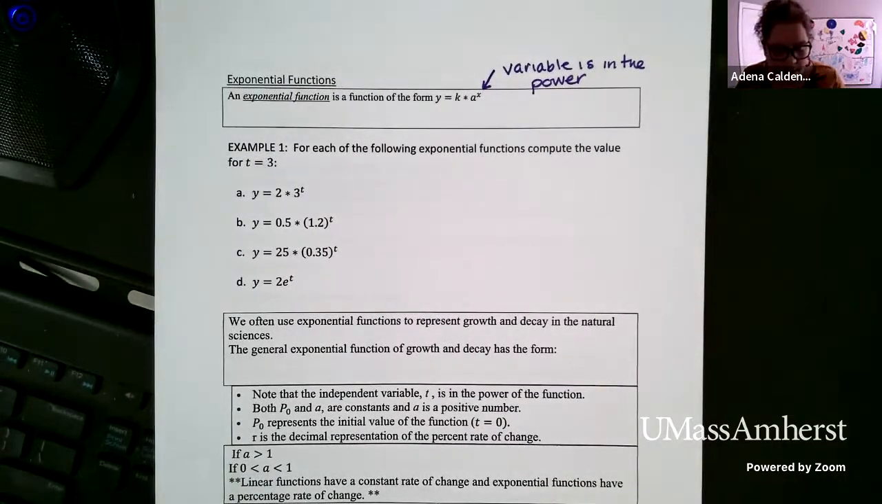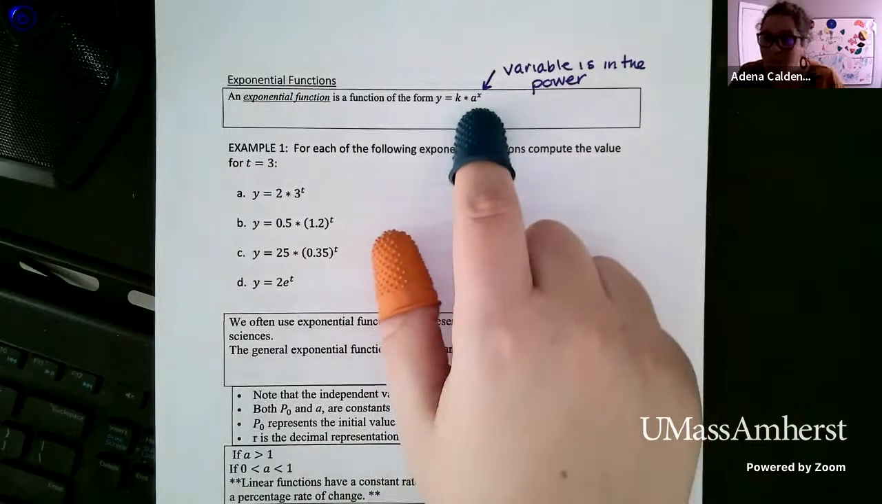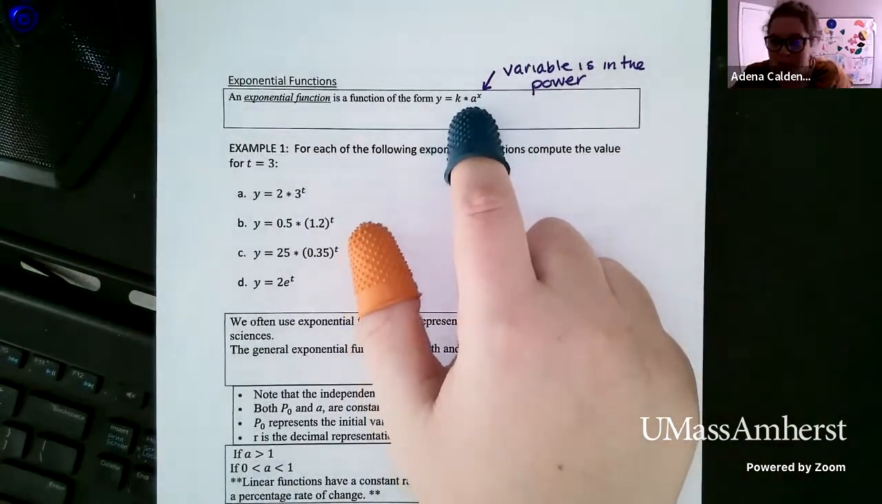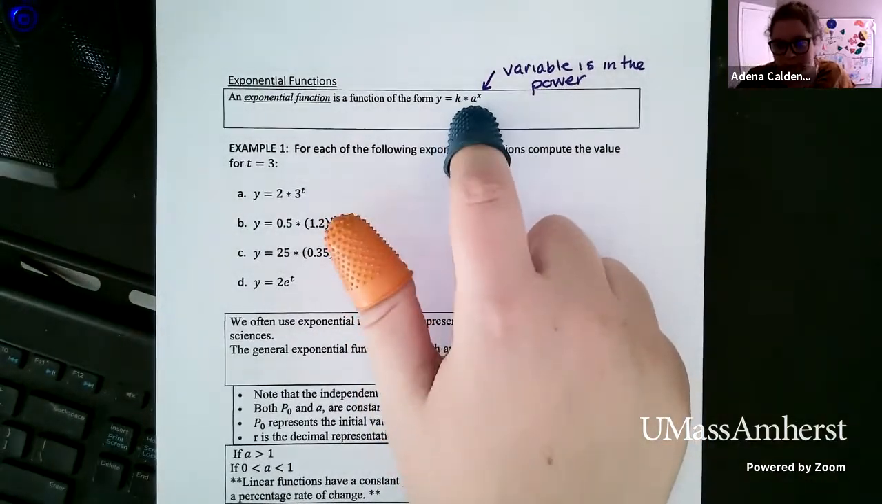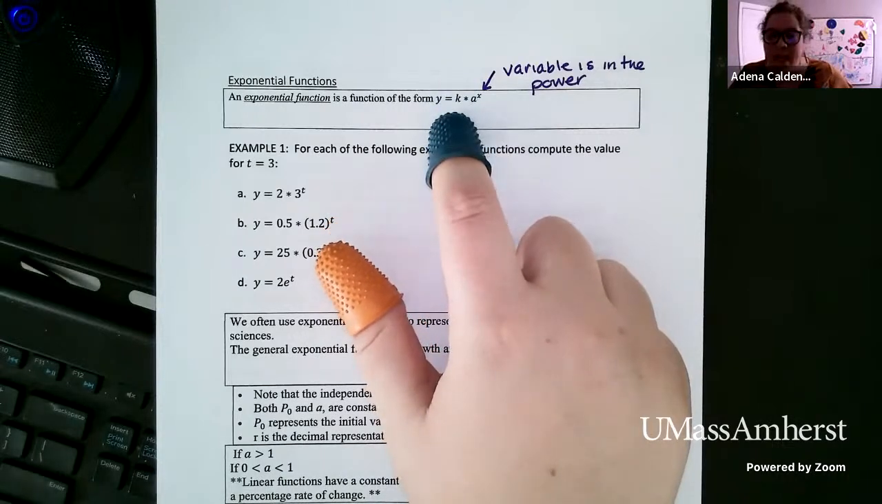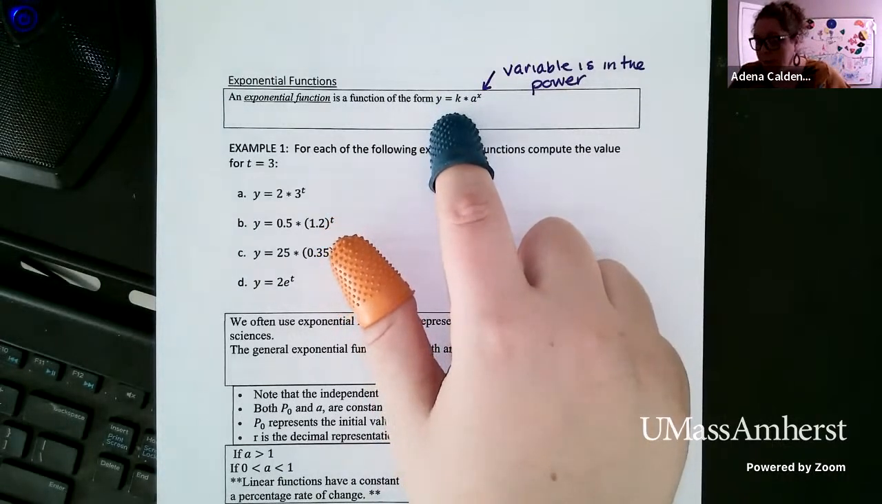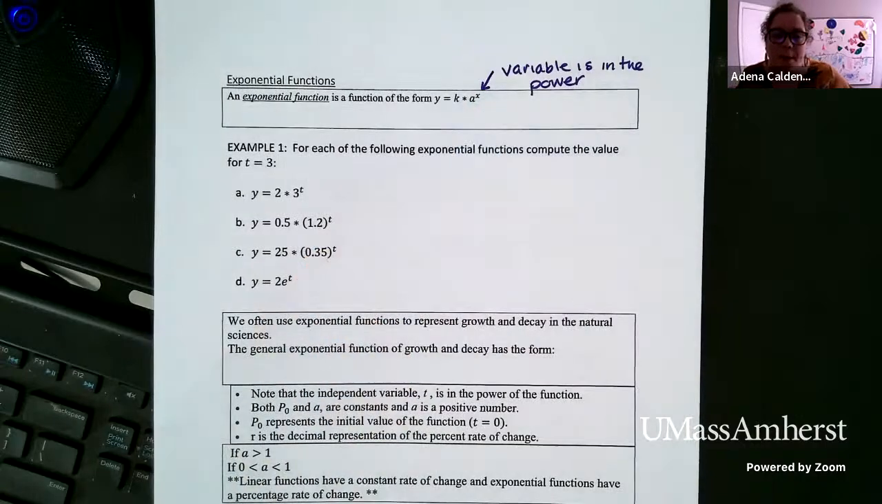Okay, and so with exponential functions, the variable is in the power, which means the base, like this a, is a constant, it's a number. And if there's a k in front, then that's also a constant. The thing that varies is up here in the power.